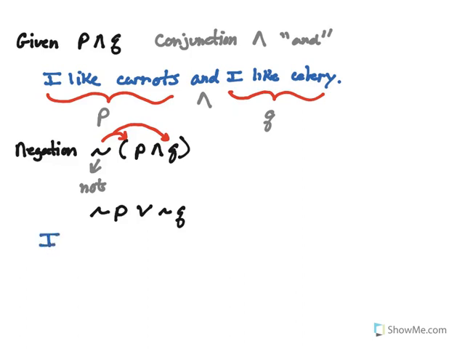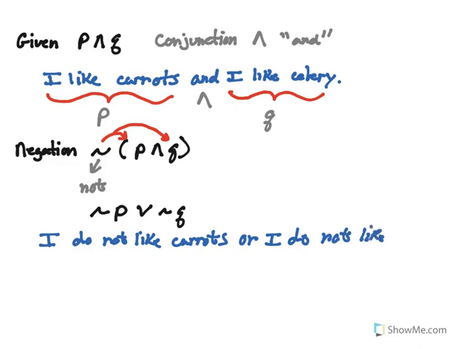It reads: I do not like carrots, or I do not like celery. That's the formal way of writing it. And don't forget that this is your "or," and that's known as a disjunction.